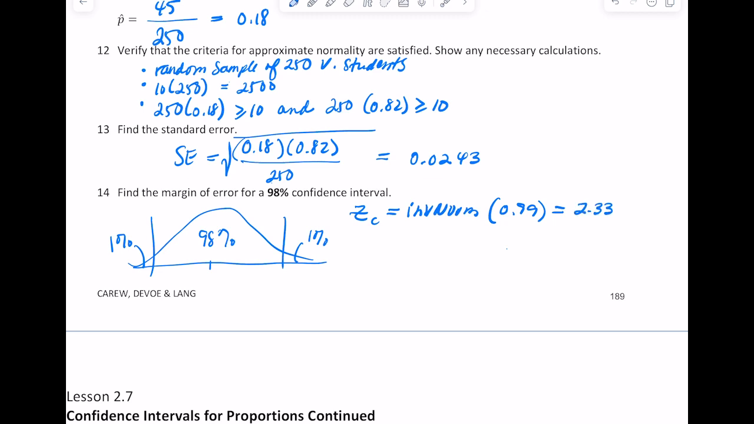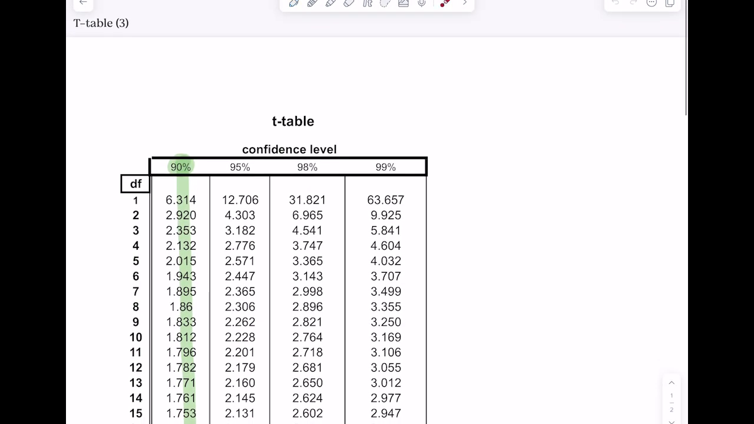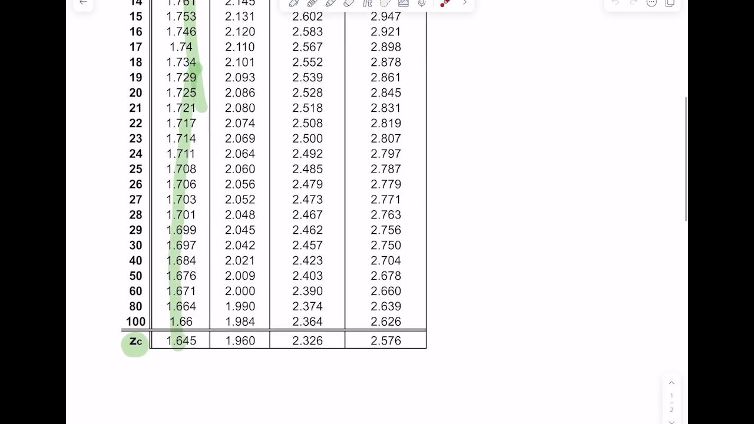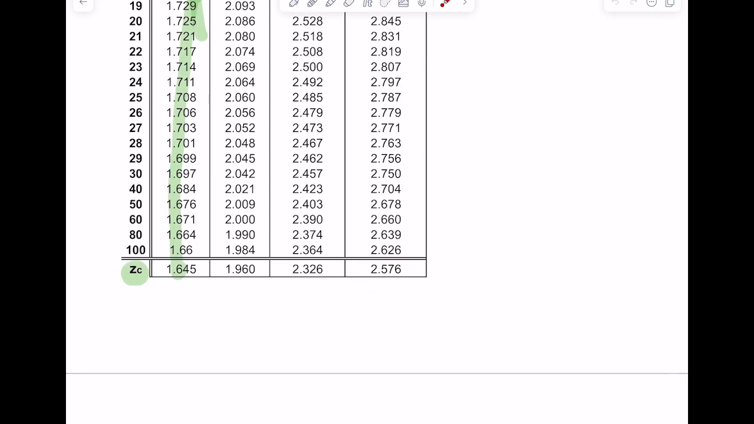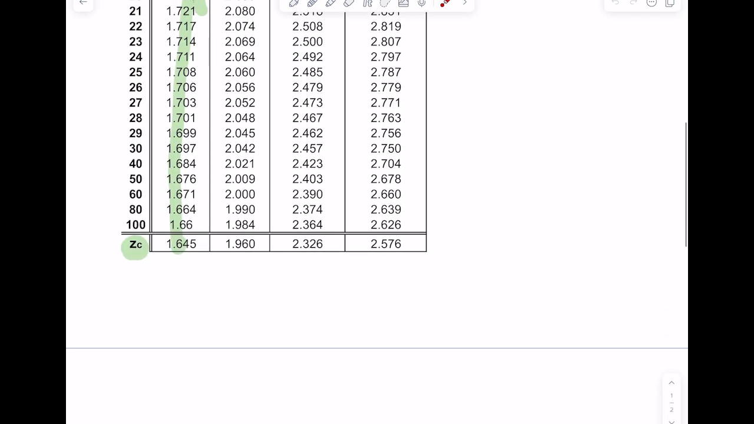Normal curves can have many different values for the mean and the standard deviation. Fortunately, all normal distributions have the same relationship between area and the number of standard deviations from the mean. You can also go to the t-table. If you scroll all the way to the bottom, you find 98%, and you get 2.326, which is like 2.33.